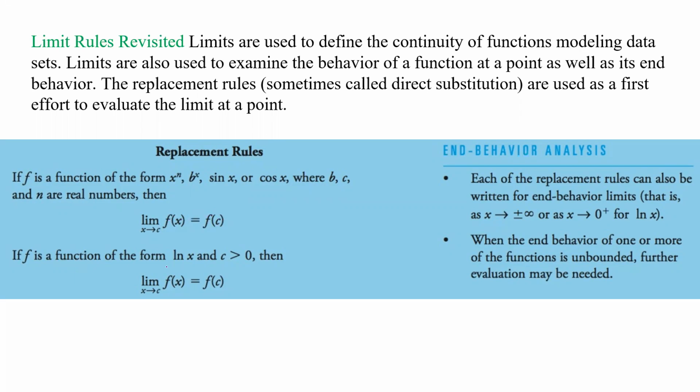And if f is a function in the form ln of x and c is greater than 0, so the key here with ln is that c has to be greater than 0, then it's going to work that way. So there's the limiting factor on ln that we have to worry about.